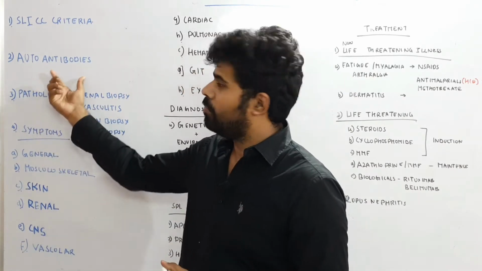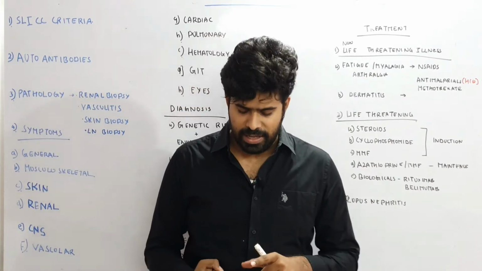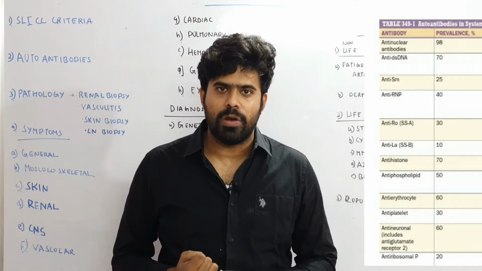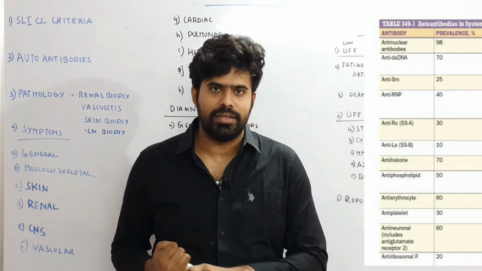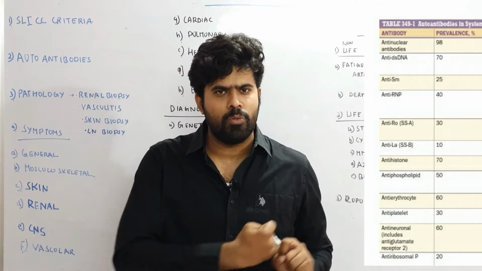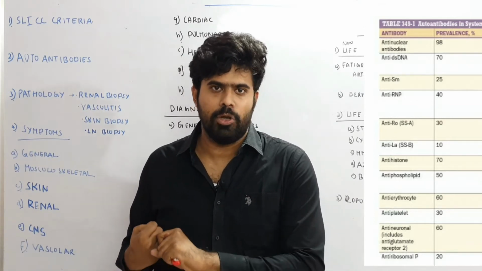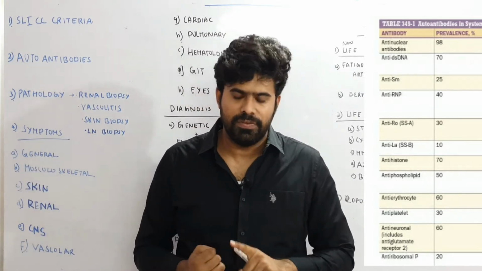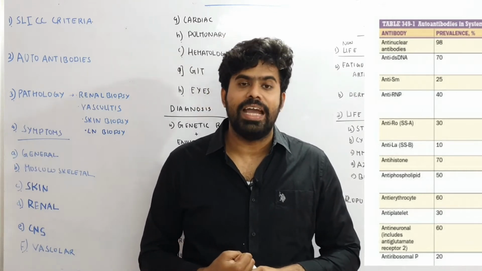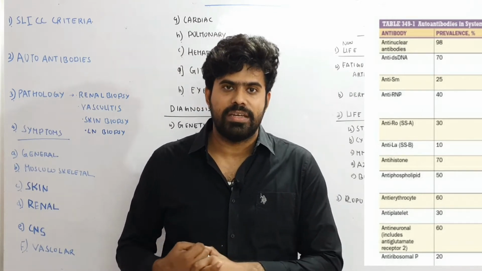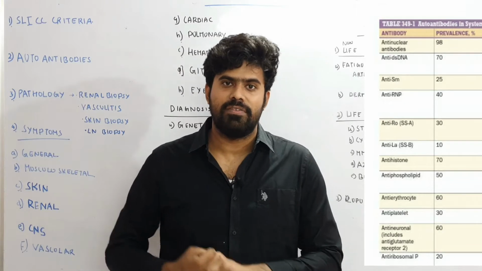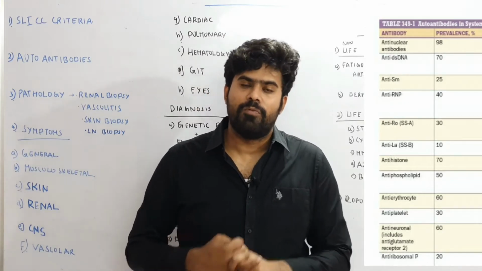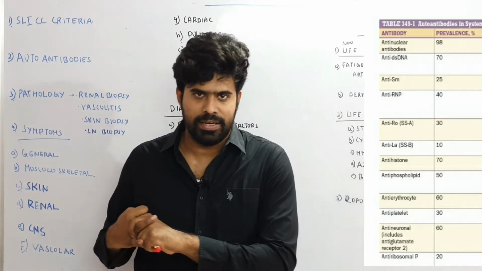So what are the autoantibodies? The autoantibodies, namely the ANA, the anti-nuclear antibody. This is the most commonly done routine screening test. It is positive in more than 90% of patients with systemic lupus erythematosus. So ANA is the first point. The second antibody is the anti-dsDNA. This anti-double stranded DNA is the most sensitive antibody, 70% sensitivity for diagnosing a patient with systemic lupus erythematosus.